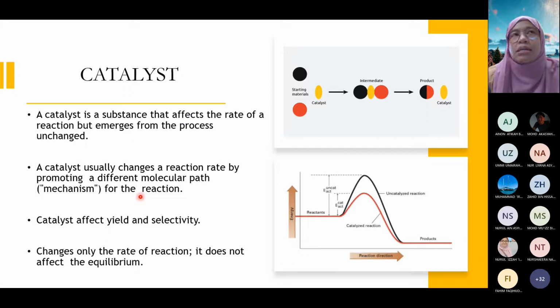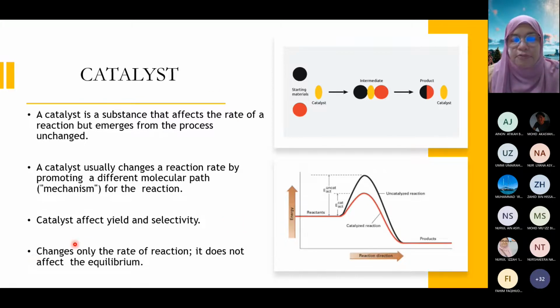If you remember, you have learned about selectivity and yield during Reaction Engineering 1, especially for parallel reaction and series reaction. So we will focus on the selectivity and the yield of the reaction. If a reaction involves more than one step, we need to focus on which step is the desired reaction. So the catalyst will determine in which mechanism the reaction will occur to increase the desired reaction. So that's why the catalyst will affect the yield and selectivity.